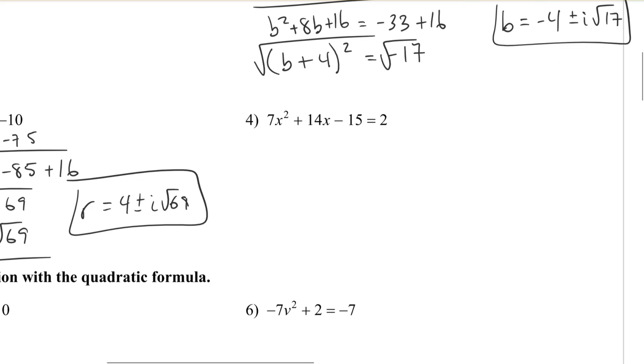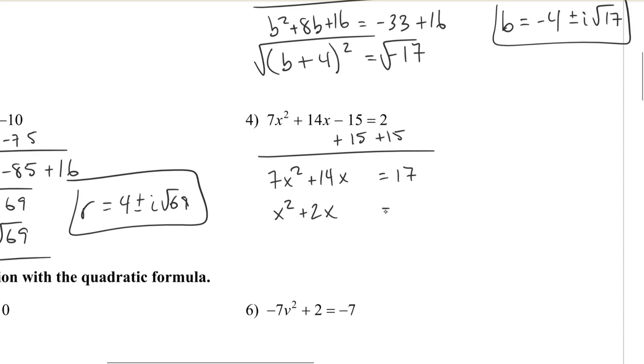4, we need to get the leading coefficient to be a 1, so let's move this 15 over. And we'll get 7x squared plus 14x equals 17. Now we'll divide the whole equation by 7. So we'll get x squared plus 2x equals 17 over 7. Half of 2 is 1, 1 squared is 1, so we'll add 1 to both sides. I'm going to show that as 7 over 7 on this side, so this factors to the quantity x plus 1 squared equals 24 over 7.